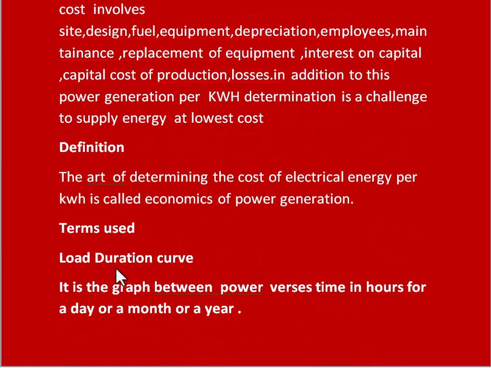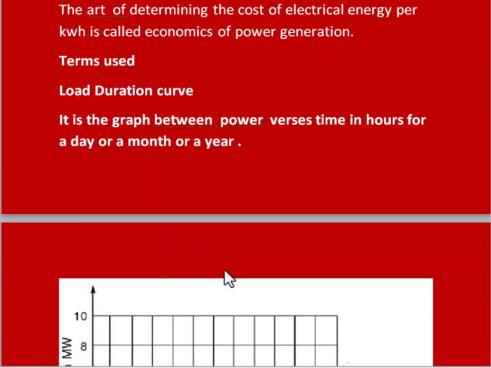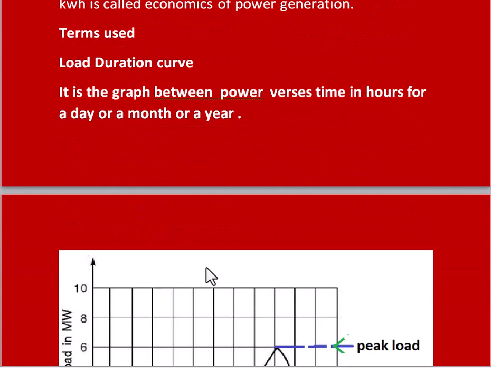Coming to the load duration curve, it is nothing but a graph between power versus time in hours for a day or a month or a year. If the load curve is for 24 hours, then it is called the daily load curve. If it is drawn for a month, it is called the monthly load curve. If the load curve is drawn for a year, then it is called the annual load curve.